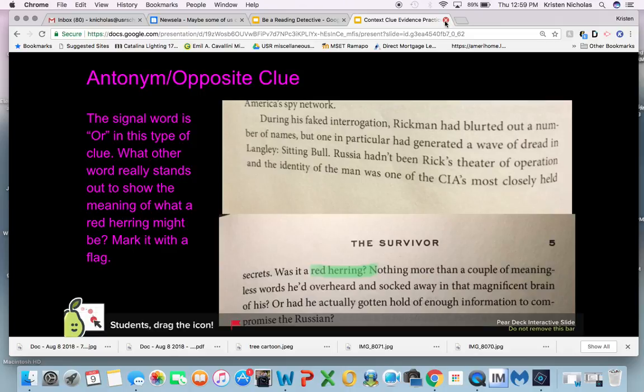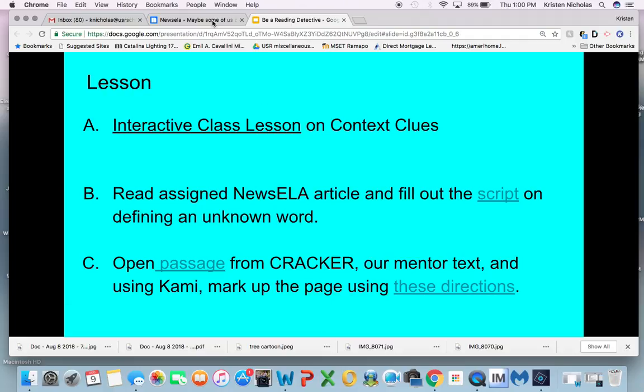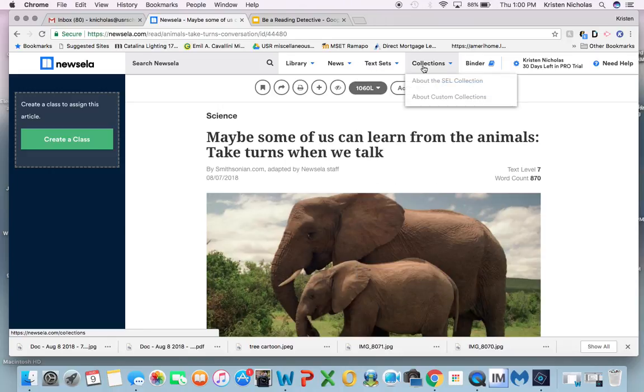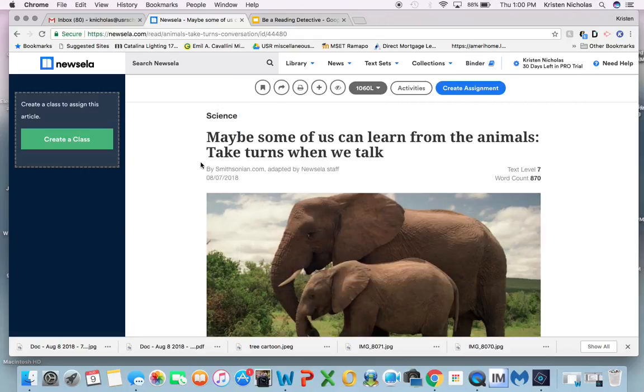After that, the students would be asked to go on an independent level and look at a News ELA article that I would assign. So here is an article that I found that I would want my students to read, and I would assign this to the students. And News ELA is another great use of technology where it has text sets and different collections. You can make binders for the students, and so then all the students would have access to it. You can change the level of the Lexile reading and how hard it is for the students.